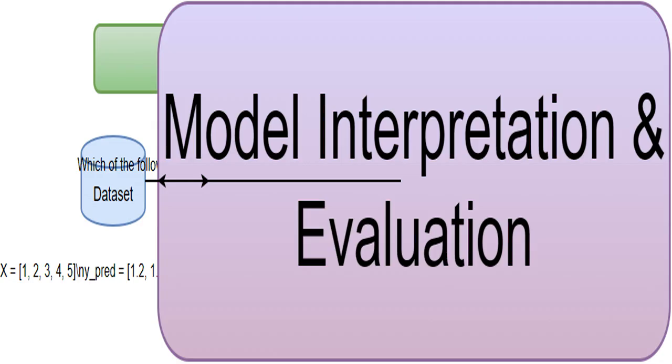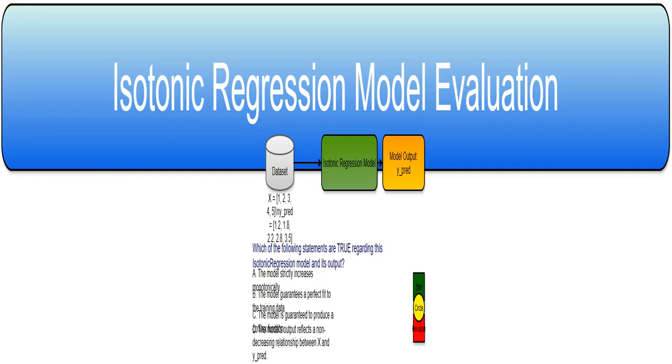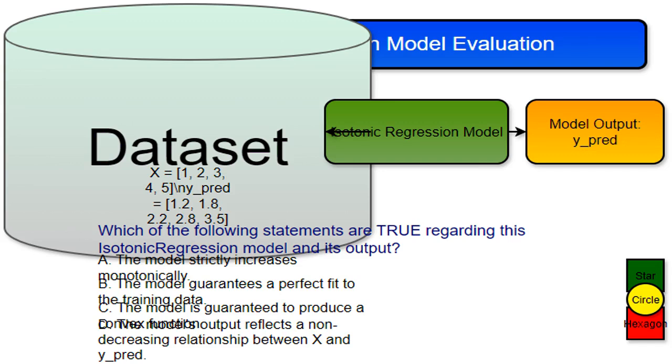This is the overall task. I'll interpret the results and evaluate the model's characteristics based on the question asked. I'm evaluating how well the isotonic regression model performs. This involves checking if the model's predictions align with its expected behavior. The dataset contains input values, x, and corresponding model predictions, y_pred. I use this data to assess the model's characteristics, like whether it's strictly increasing or simply non-decreasing.